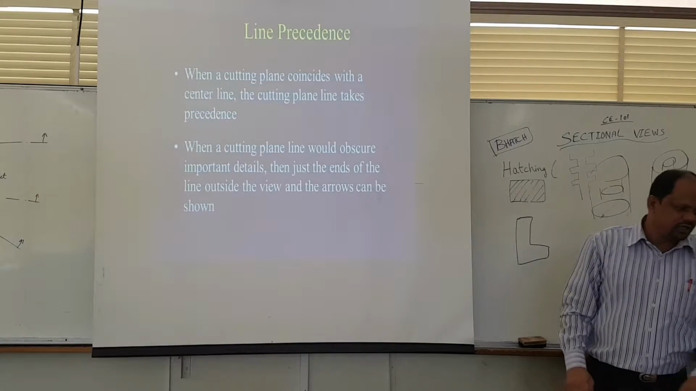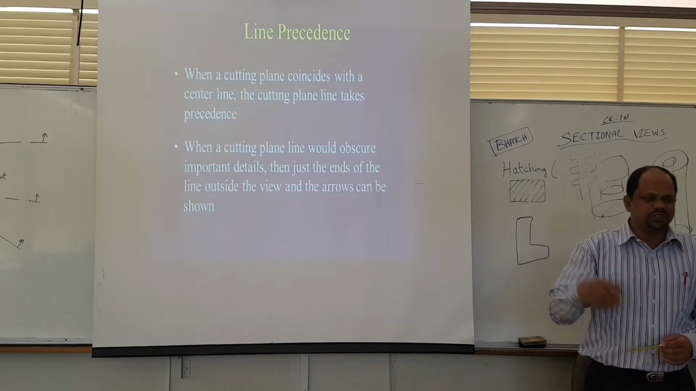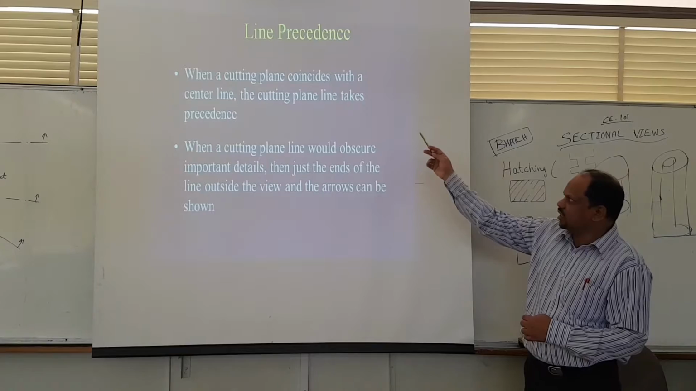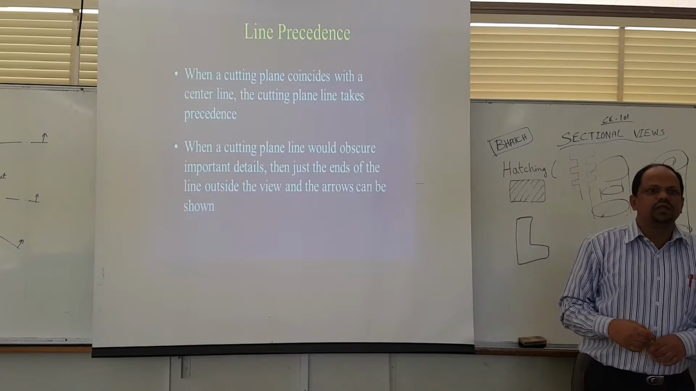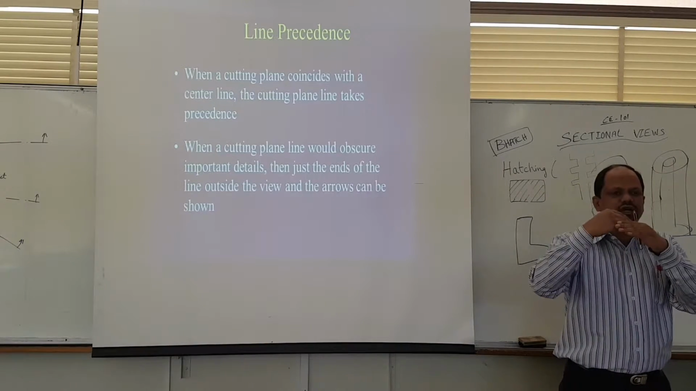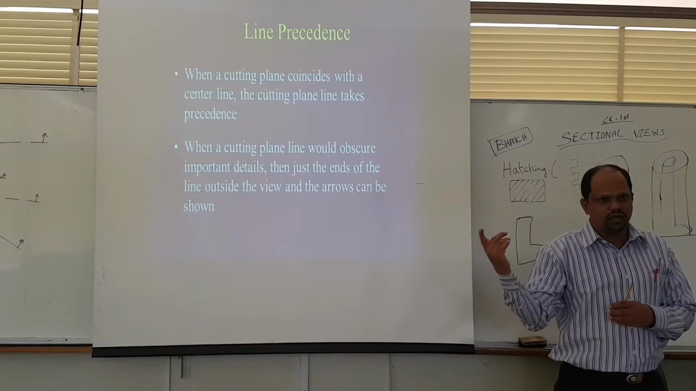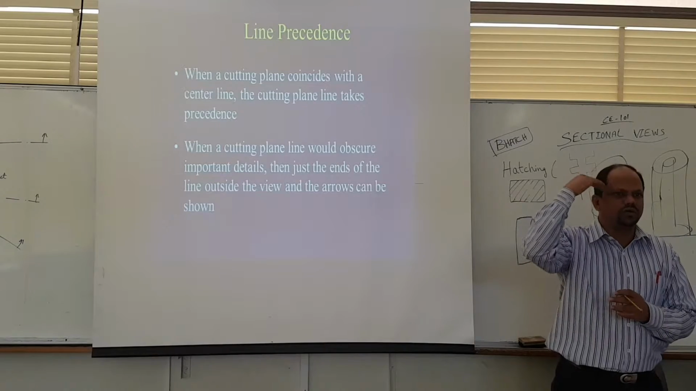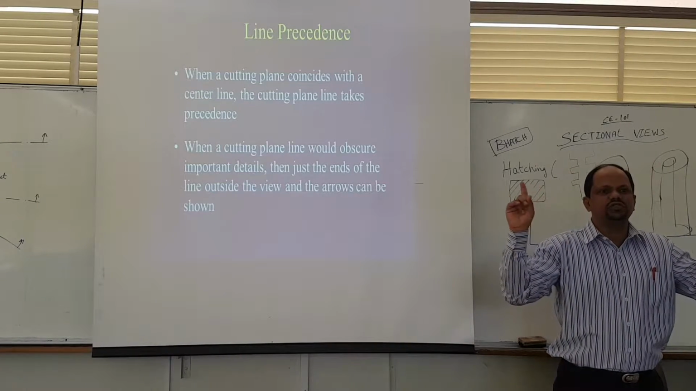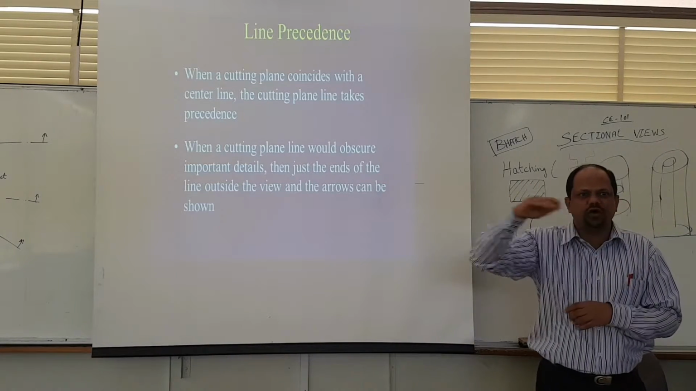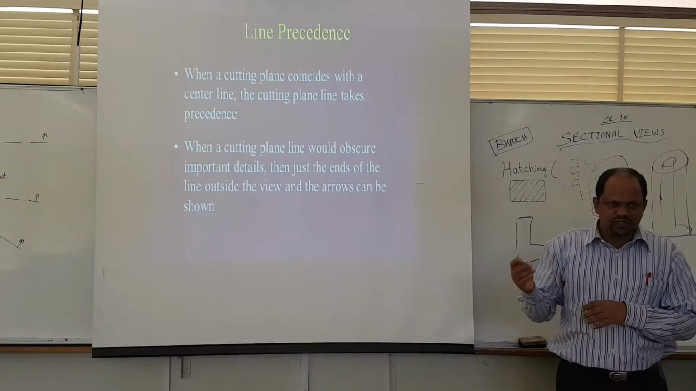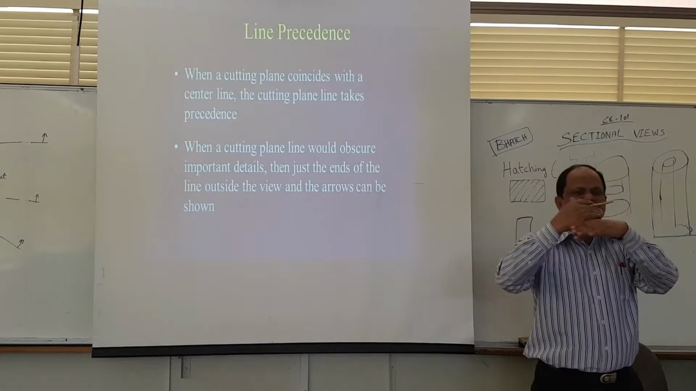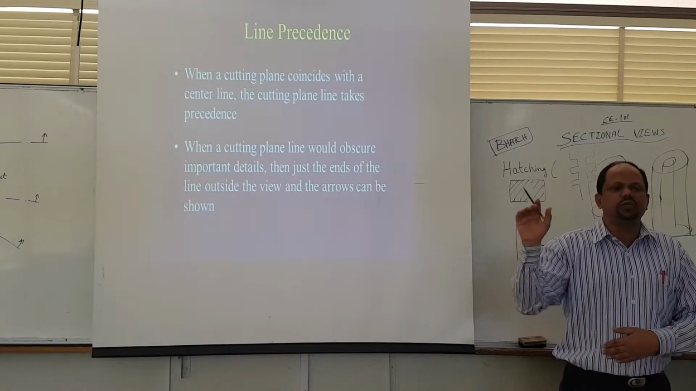This is what they are saying. Line precedence. Line precedence means importance or priority. When a cutting plane coincides with the center line, the cutting plane line will take the precedence. Like when you have a hidden line with the center line, which will take the priority? Hidden line. Isn't it? Similarly, center line and cutting plane line. Then you will go for the cutting plane line, because those two arrows are important to indicate where the object has been cut. Sometimes it may happen that the cutting plane line is at the center, where the center is also important to show.